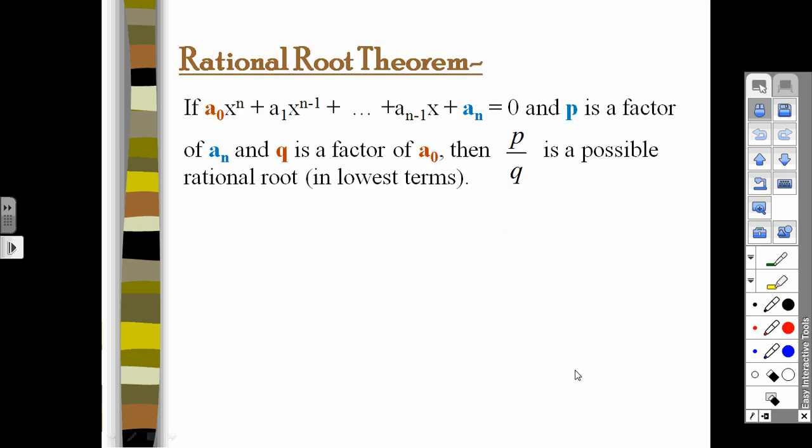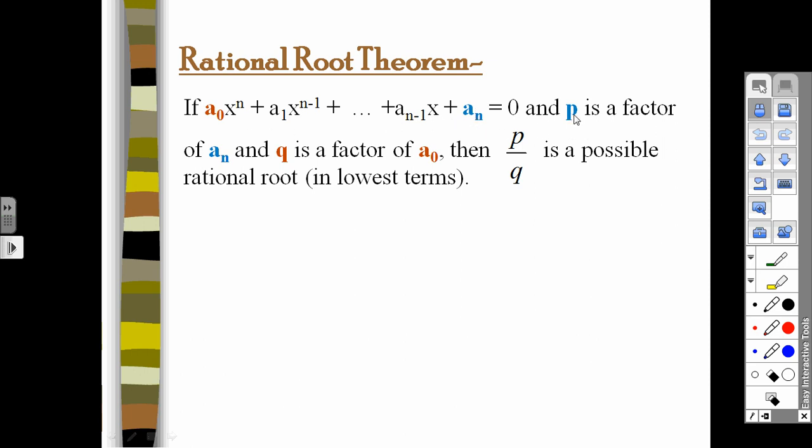All right, so now we get to the next one, the rational root theorem. And this looks like a big old mess, doesn't it? Once again, we're looking at our polynomial equation. I'm going to be looking at the coefficient of your first term, which is a sub 0, and the constant, which is the last term, a sub n. And I'm going to be talking about factors of each of them.